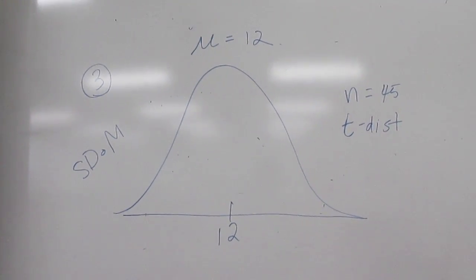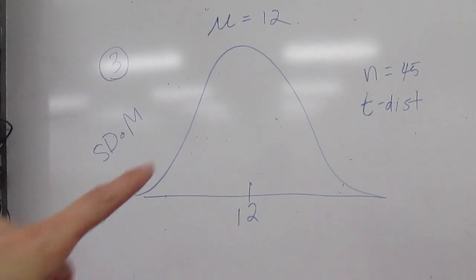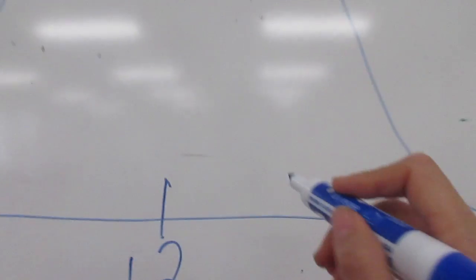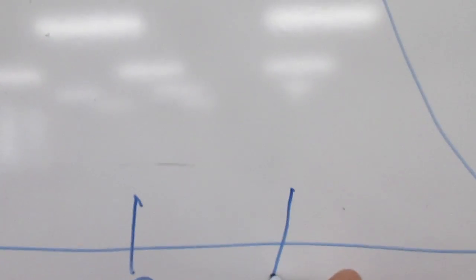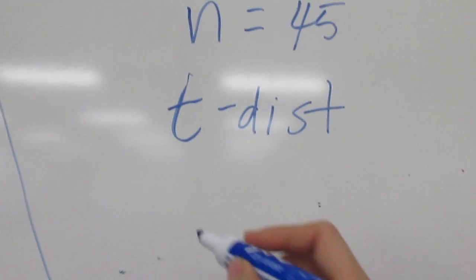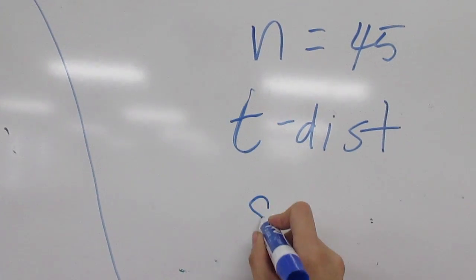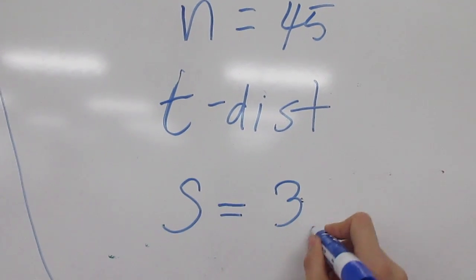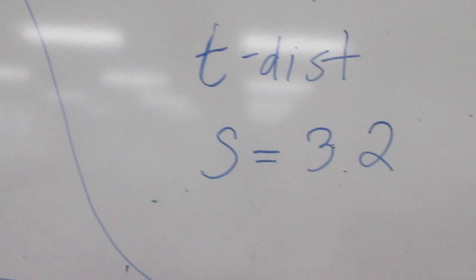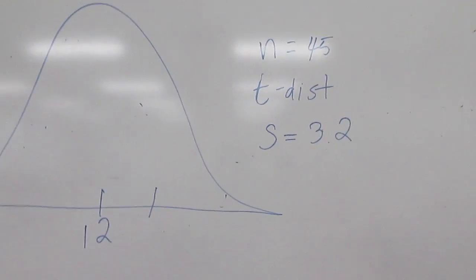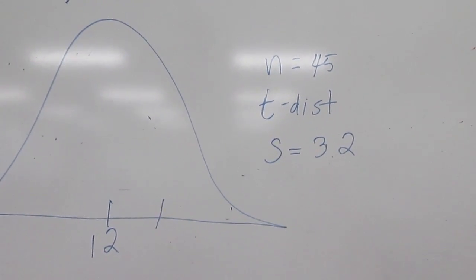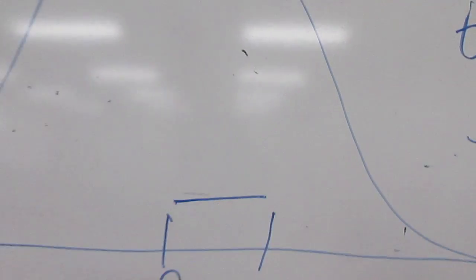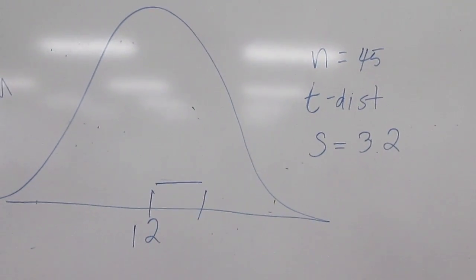Now, can we find out the standard error? Because in an SDOM, we can't figure out any probabilities unless we know the standard error. So let's figure out the standard error. The book already did it for you, but I want to walk you through it. Since this is a T distribution, we know that we only have S, and I think S was 3.2. But we don't want S. S is just the standard deviation of the little sample of 45 that we took. Instead, we want to know the standard deviation of this SDOM.